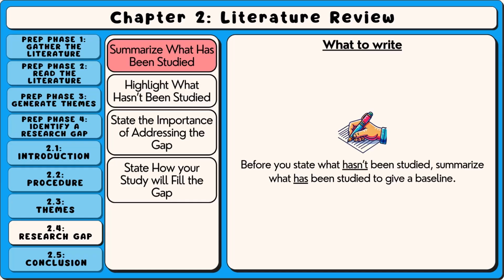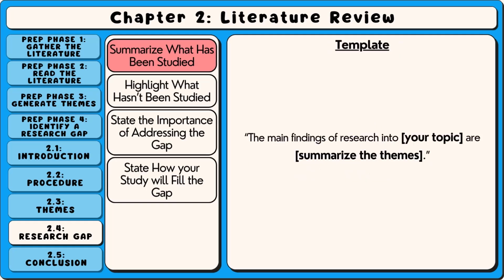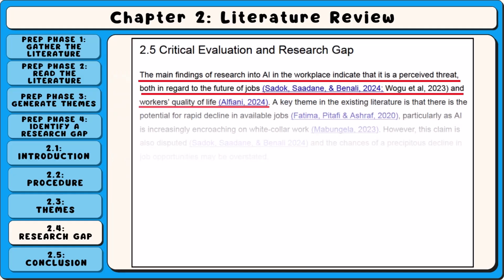Starting with summarizing what has been studied, the goal here is to give a baseline before outlining your research gap. To do this, highlight that several things have already been covered by the literature. Here's a template. You could say, the main findings of research in your topic are, and then you'll summarize the themes that you've identified. Here's a completed example. The main findings of research into AI in the workplace indicate that it is a perceived threat, both in regards to the future of jobs and workers' quality of life.